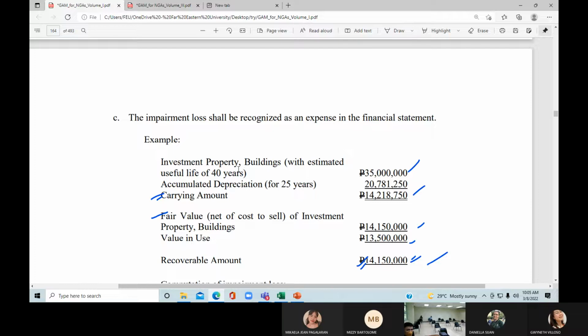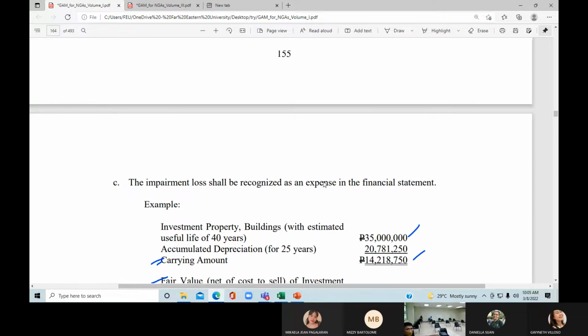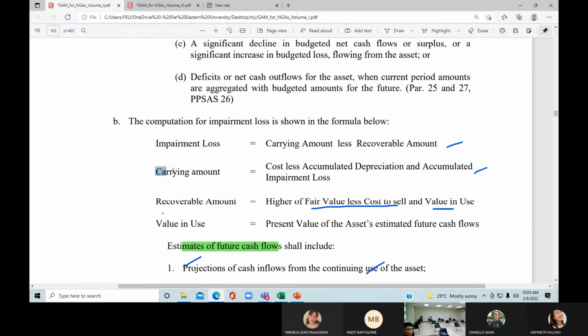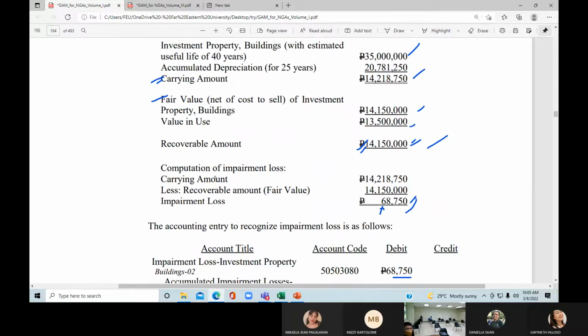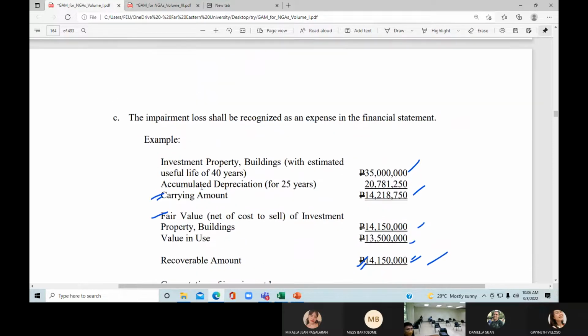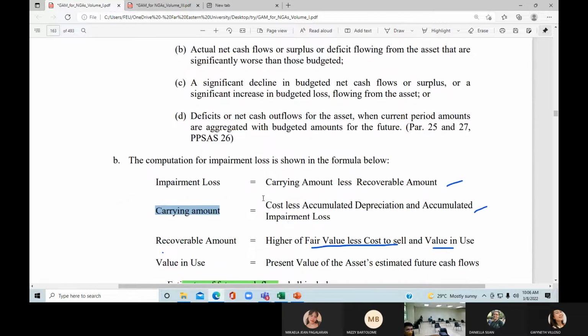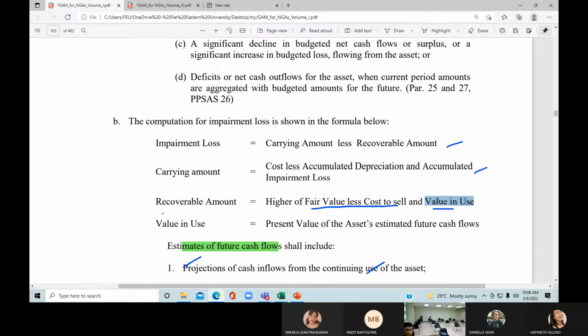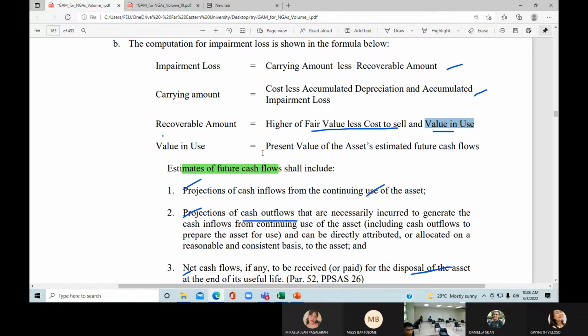Investment property with estimated useful life of 40 years, 35 million. Accumulated depreciation, 20,781,000. So, yung carrying amount niya is 14,218,750. Okay ka na sa carrying amount. Next mo tingnan, magkano yung recoverable amount. Paano mo malalaman yun? Compare mo muna yung fair value less cost to sell and yung value in use. So, kung hindi given yung value in use, computein mo rin. Ito naman yung formula niya.